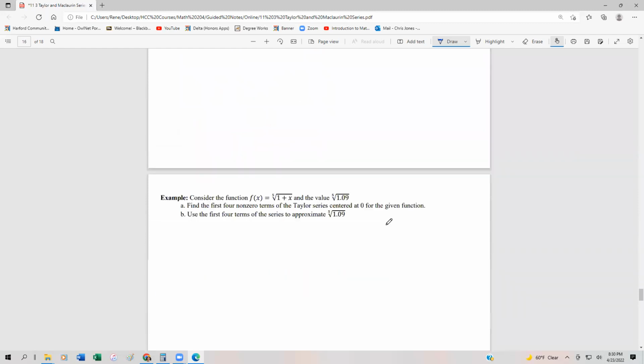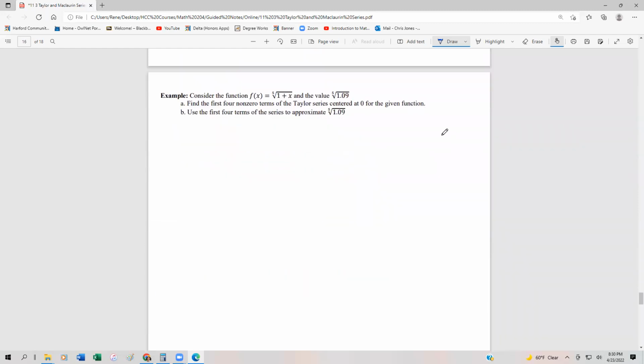All right, so what's the purpose of all this mess? Well, one thing that we've seen in previous videos is that we were able to approximate values of not so nice values. And that's what we're going to do. We're going to use our Taylor series centered at 0 to be able to find the first 4 non-zero terms. And then we're going to use those terms to approximate 1.09.